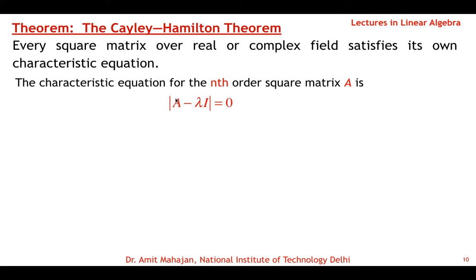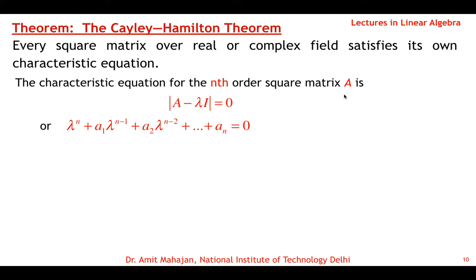It is because A is a matrix of numbers, and identity is of the same size, so only lambda is the variable here. If you solve the determinant, it is a polynomial in lambda of nth order. So basically it's a polynomial equation in lambda of order n if the matrix is of order n. Let this be the characteristic equation. Then this theorem says that every square matrix satisfies its own characteristic equation.